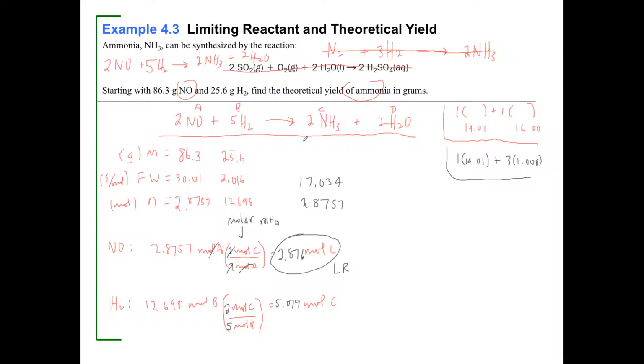And so how many grams? What's the theoretical yield in grams? How many grams of ammonia am I going to get? 17.034 times 2.8757 is equal to 48.98 grams of ammonia, right? That's what I'm looking for, grams of ammonia.